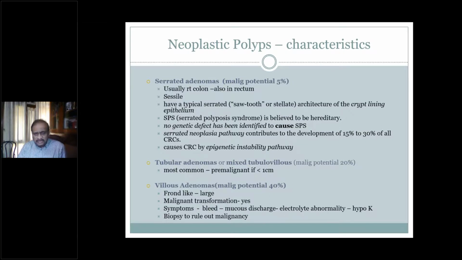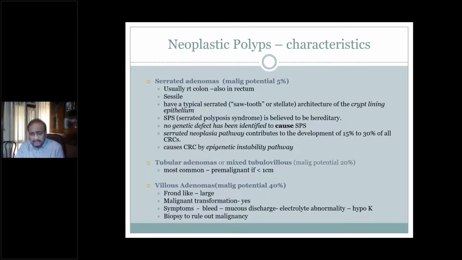The tubulovillous, we talked about that. I don't think we need to talk about that. I already told you that villous adenoma is a frond-like large appearance. And malignant transformation, yes, we said about 40%, 50%, right? So that is important. Now, among all these polyps, what's the presentation? The presentation is, the more the polyps and the more frond-like, that's the villous adenoma.